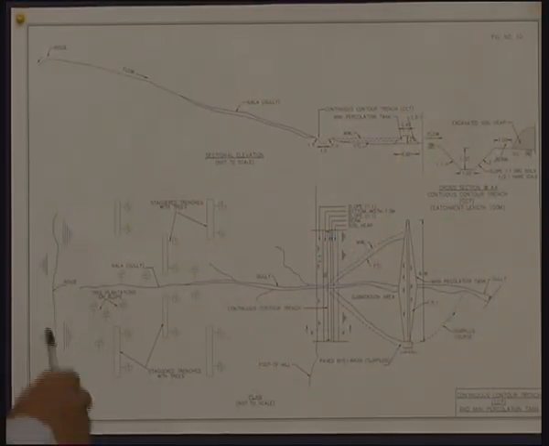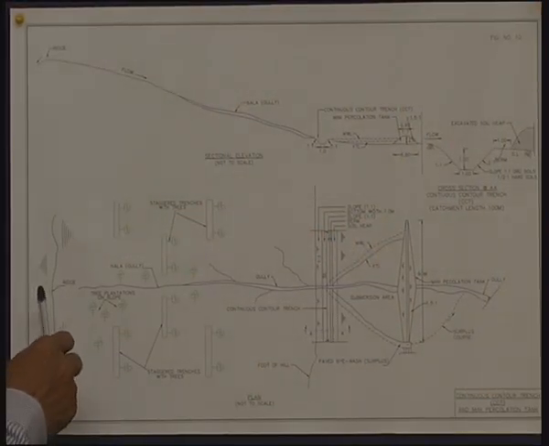We will now discuss the next item, the continuous contour trench and the manner in which it has to be executed, as well as the methods of negotiating the CCT while crossing a gully. Let us see this drawing.